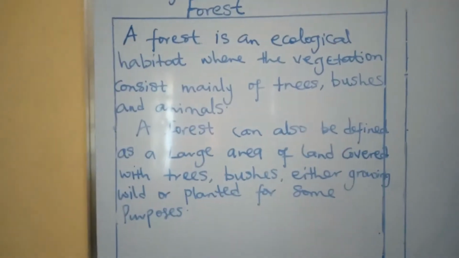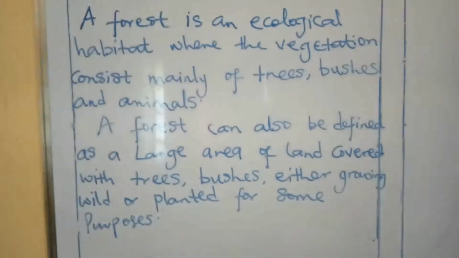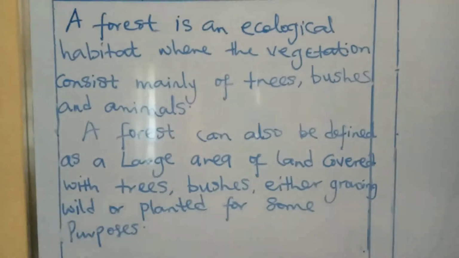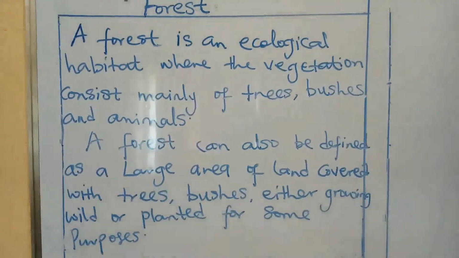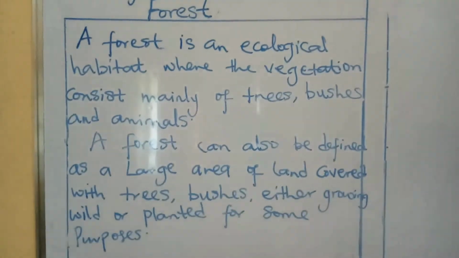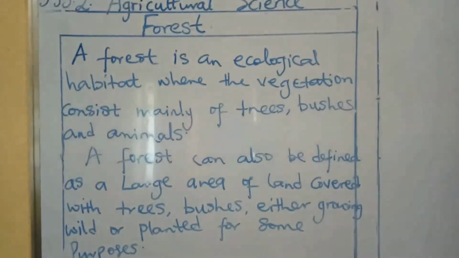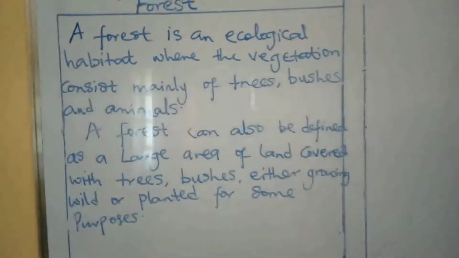Now, let's take that down. Remember, we said that a forest is an ecological habitat where the vegetation consists mainly of trees, bushes, and animals. We can also say that forest can be defined as a large area of land covered with trees and bushes, either growing wild or planted for some purposes.